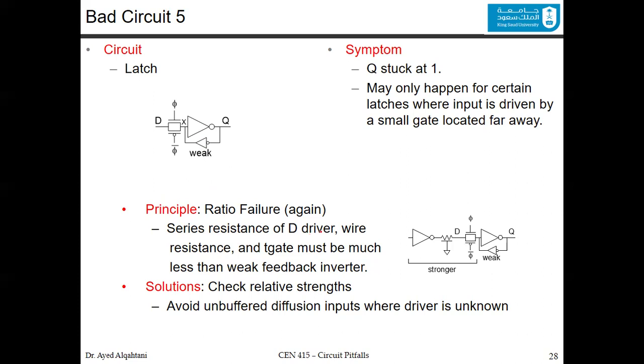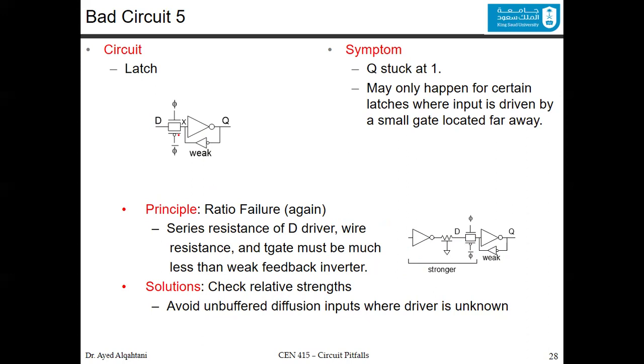The series resistance of the D drive, the wire resistance, and the T gate, the time of the gate, must be much less than the weak feedback inverter. So you need to worry about all of these. This will be stronger compared to this one. And the solution: check the relative strength. Avoid unbuffered diffusion inputs where the driver is unknown. One of the troubles is that we didn't protect the D. If you protect the D, this one won't happen.